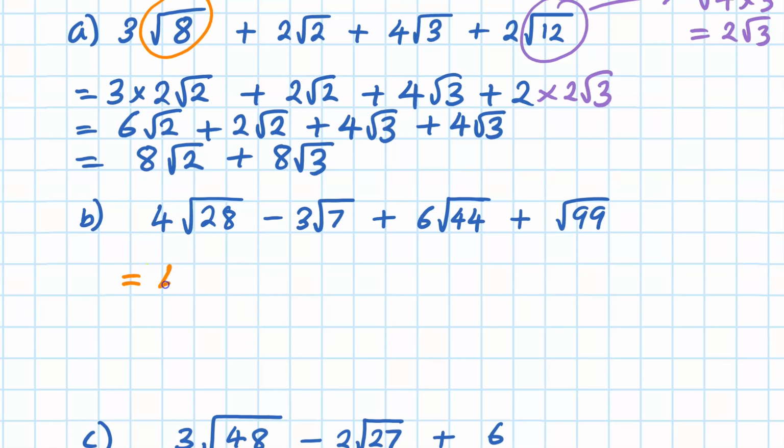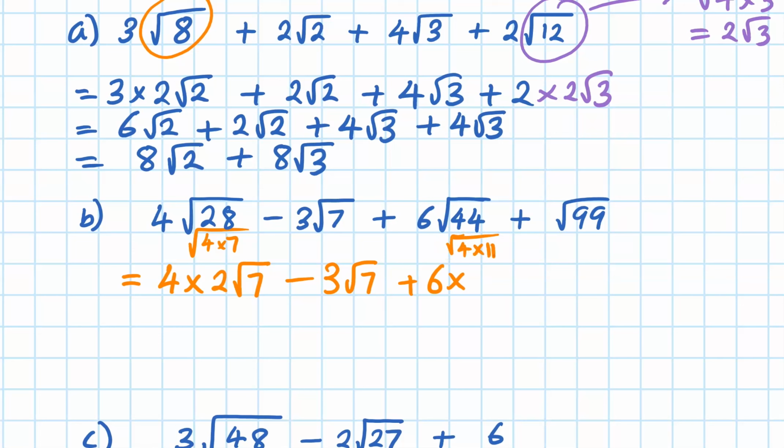Okay, here 4 times, can you do this in your head? That's in fact 7 times 4 or 4 times 7. Then this is 2 root 7. The reason is root 4 is 2 root 7 itself, minus 3 root 7. Here plus 6 times, what is root 11? 44, it's 4 times 11. 11 goes in there, therefore 2 root 11. Plus root 99, again root 9 times 11, therefore 3 root 11.